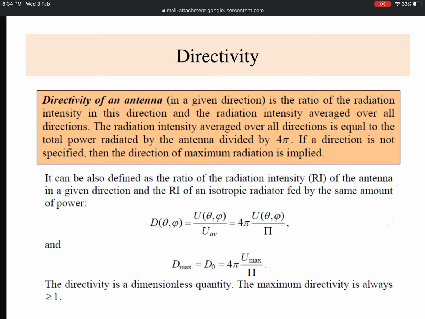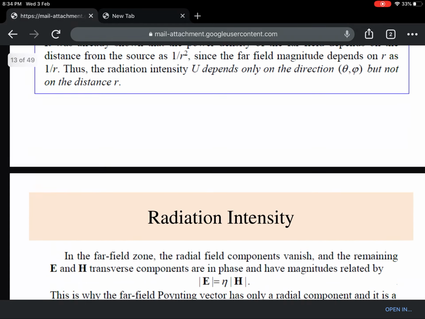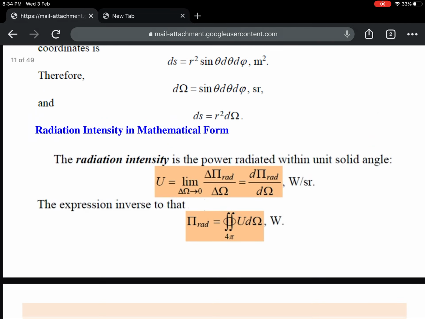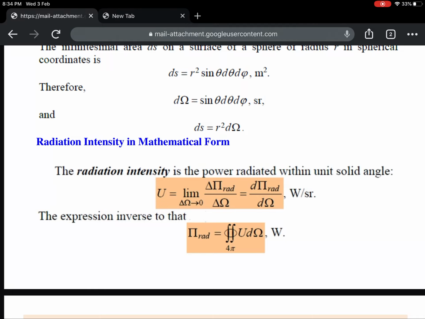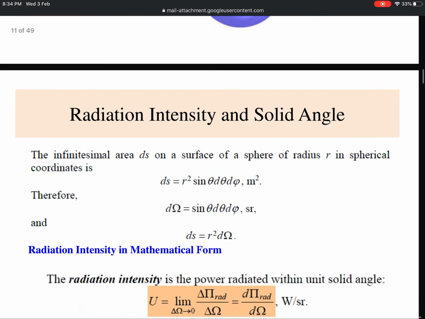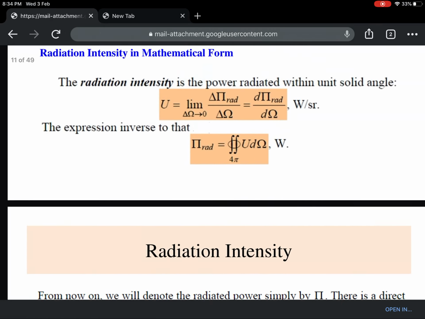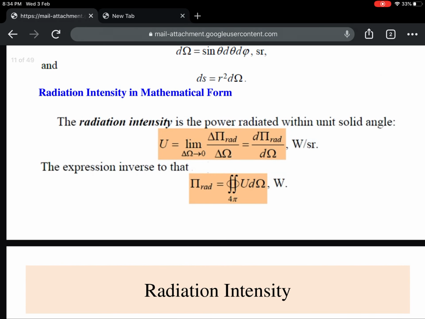Now we have already seen that U average is P rad by 4 pi, because a few slides before we saw this. That was the elemental case. For a total sphere, U average equals the total power, P rad, divided by the total sphere solid angle, which is 4 pi. So U average will be equal to P rad by 4 pi.